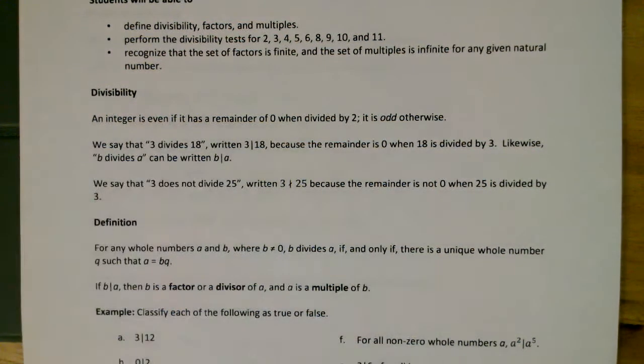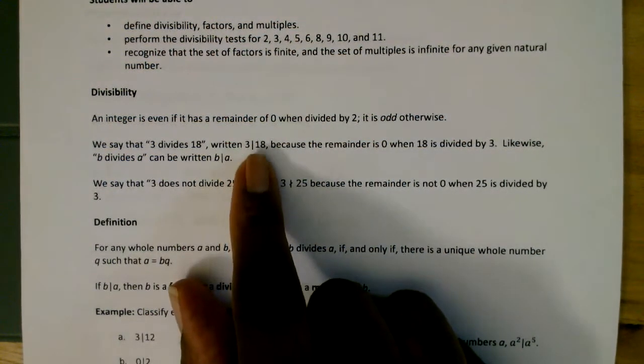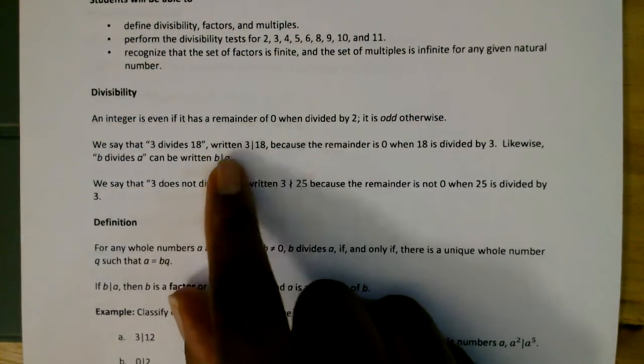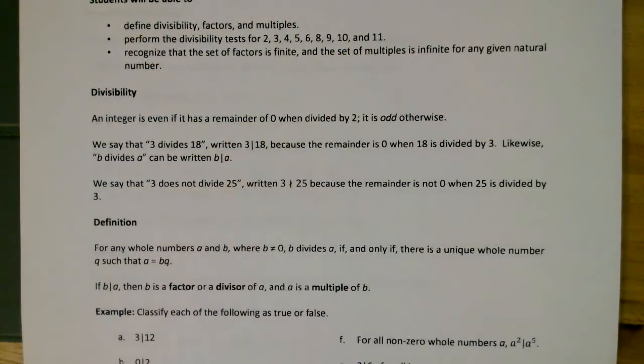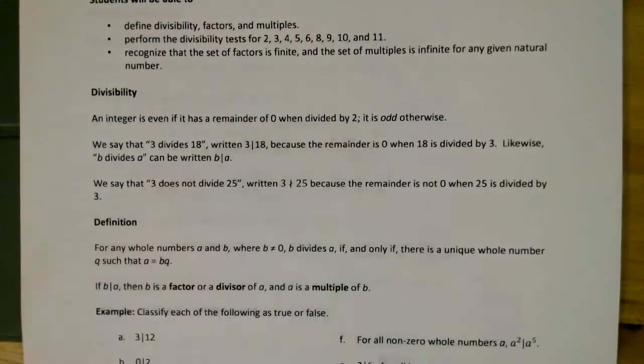Now, let's say here we have this. When we say 3 divides 18, we can write it like this, the 3 with the vertical bar and then 18. 3 divides 18. And that's because the remainder is 0 when 18 is divided by 3. And likewise, b divides a can be written like this, the b with the vertical bar and then a, meaning b divides a. And that means that the first number can go into the second number an even number of times with a 0 remainder.